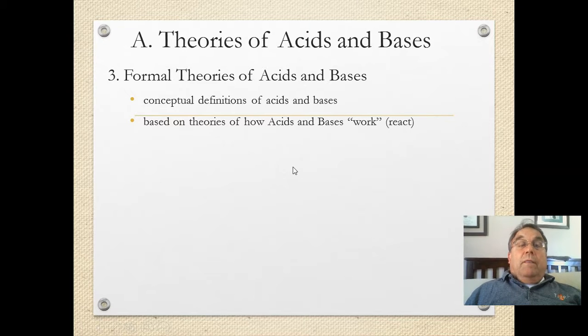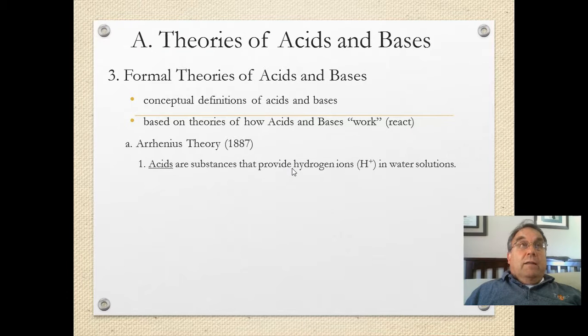Okay, so those are descriptive properties. For a long time, we knew these descriptive properties, but we didn't know why. And in the late 1800s, a Swedish chemist by the name of Svante Arrhenius came up with a theory of why acids do what they do.